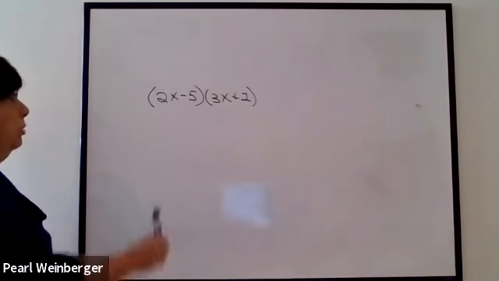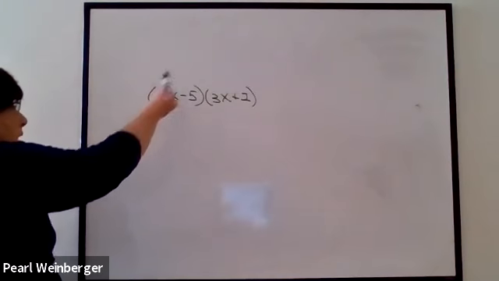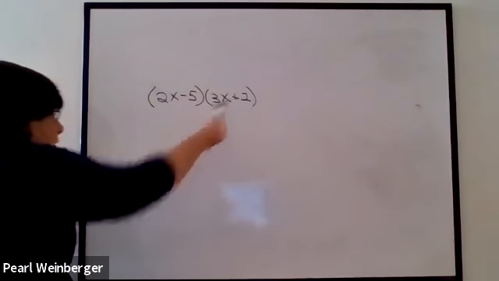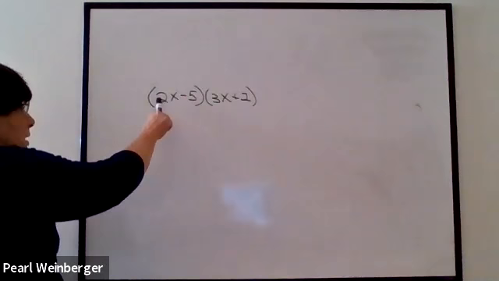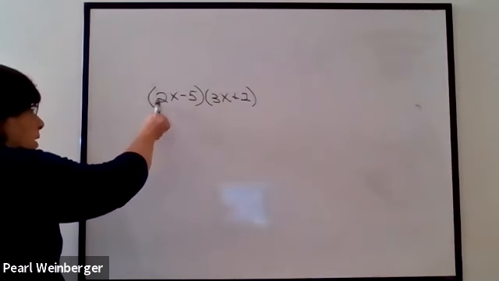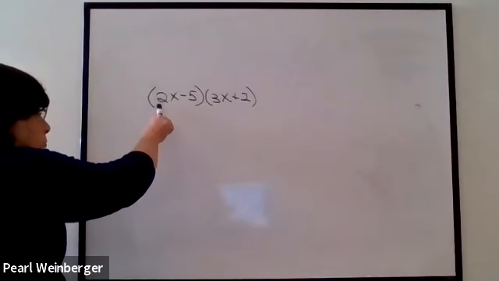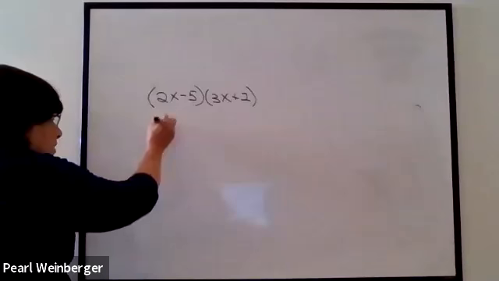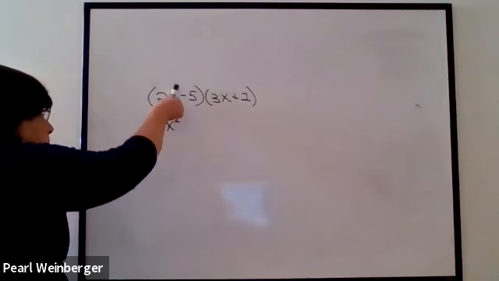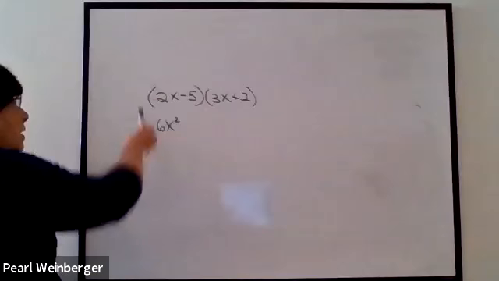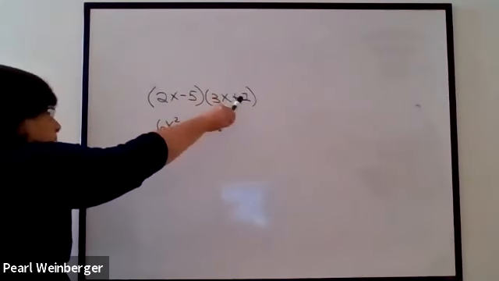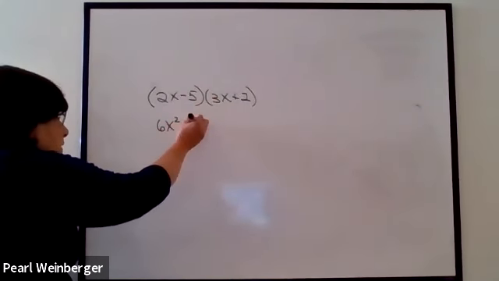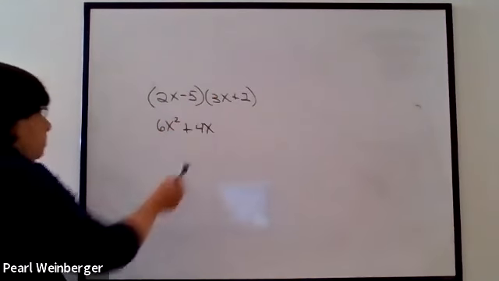Okay, so we're going to take the 2x and multiply by each term in the second parentheses. I'm going to distribute the 2x to the 3x and to the 2. So this becomes 2x times 3x, which is 6x squared. Remember, this is a 1 and a 1, so it gives you 2. Then I'm going to take the 2x and multiply it by the 2, which is going to give me 4x.